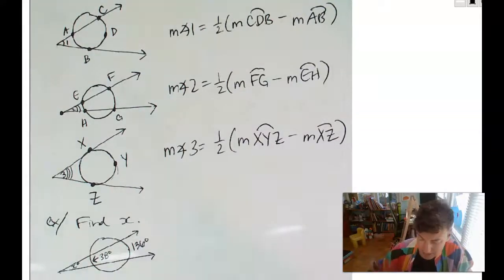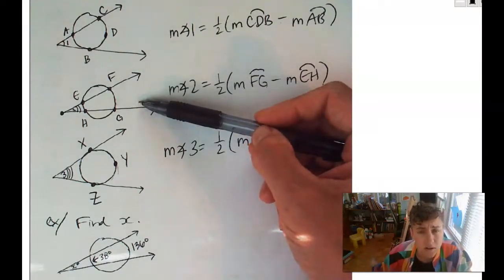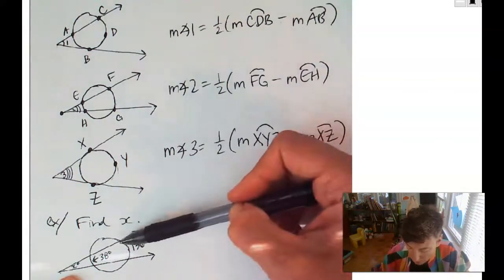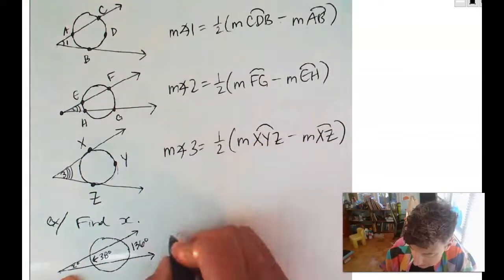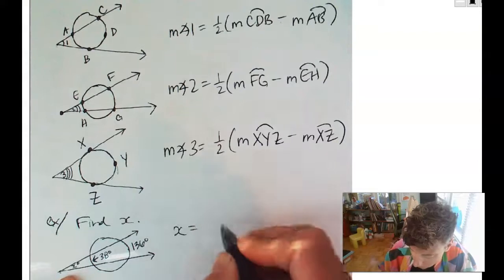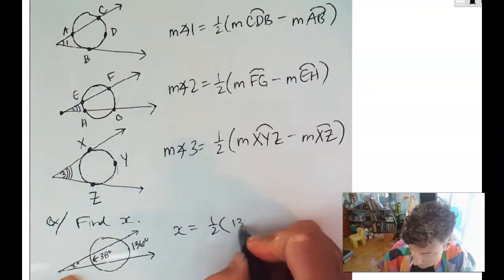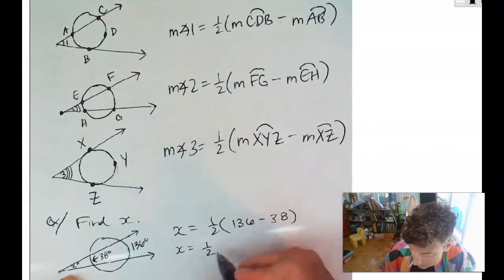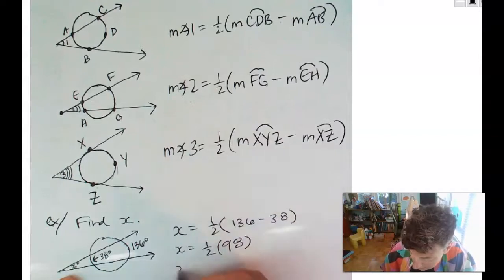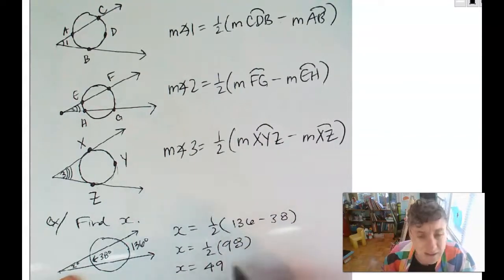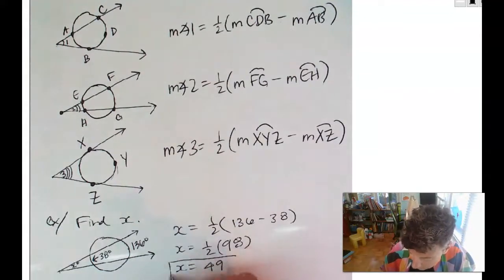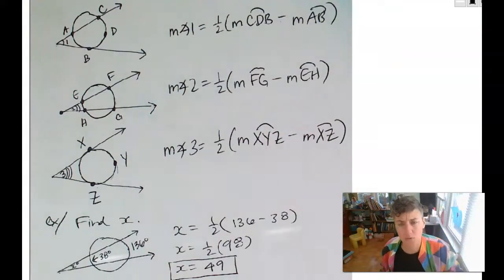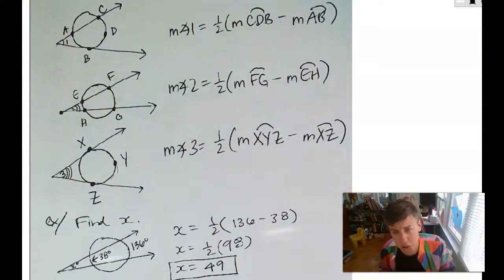So this looks like situation number 2. So the measure of our angle X is going to be 1/2 of 136 minus 38. So X is going to equal 1/2 of 98. So X is going to equal 49. Nice. Very nice. Alright, one more example for us, and that will be the end of this video.